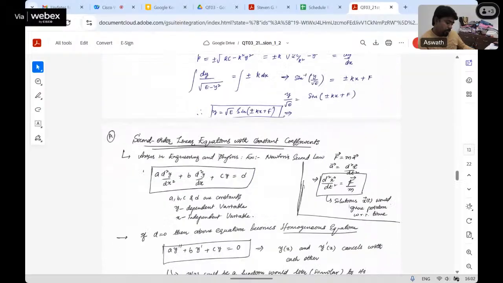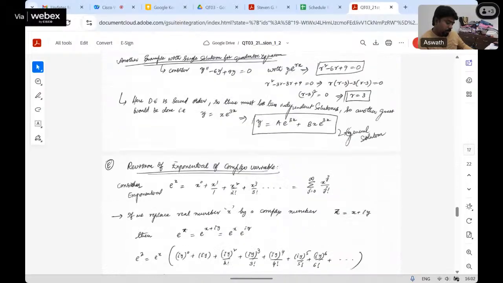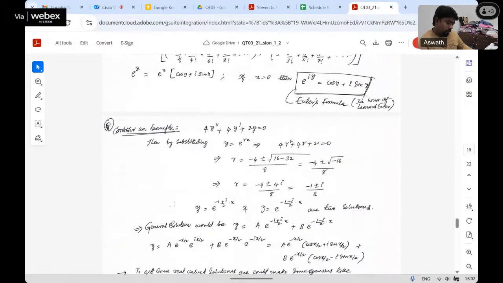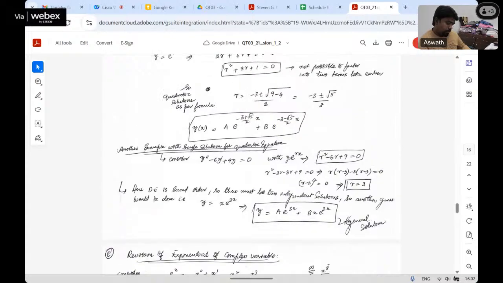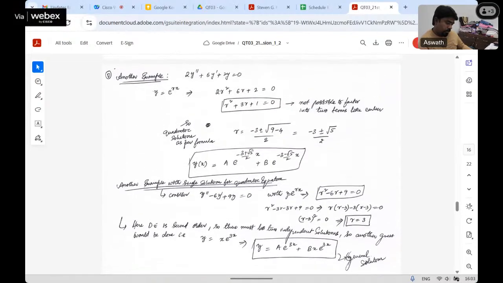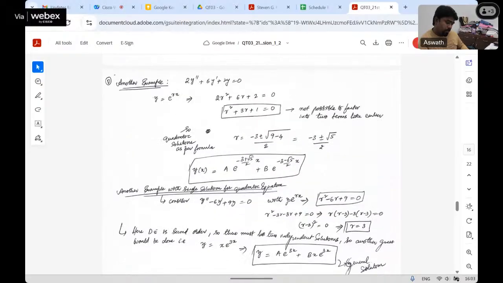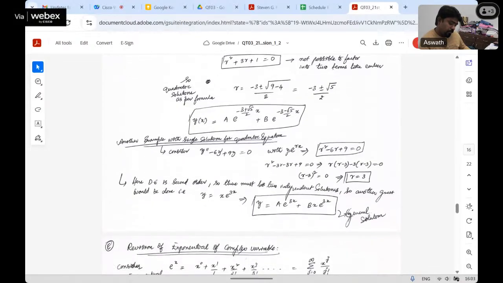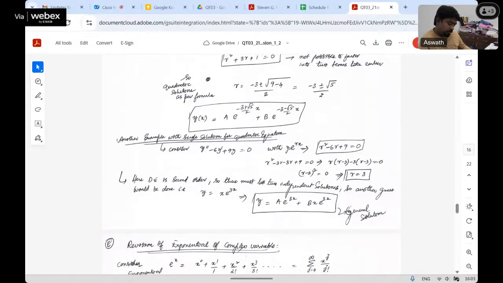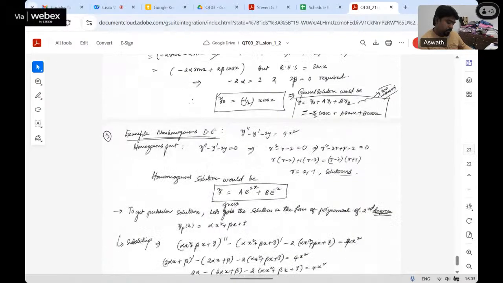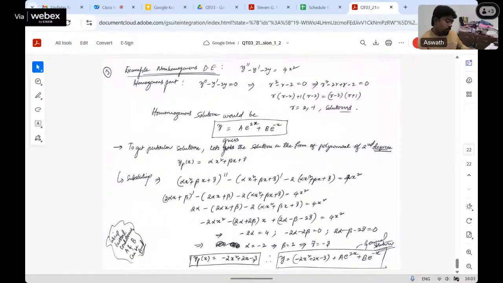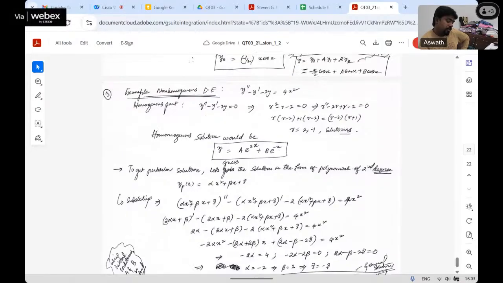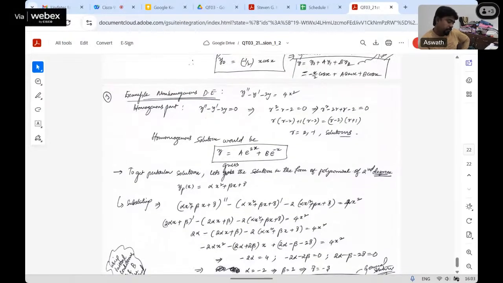Okay, and we have covered up to here. The complex scenario we have not done today. Up to page number 16 we have done. So the remaining 6 pages we will start tomorrow, and then we'll go to second order differential equations with variable coefficients. That we will do tomorrow. Fine.